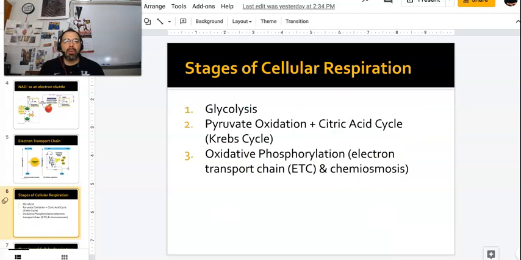So our 3 stages of cell respiration: we've got glycolysis, which literally means sweet splitting, pyruvate oxidation, and the citric acid cycle, which is your Krebs cycle. Hopefully you remember oxidation: lose electrons, oxidize. So pyruvate is oxidized. And then we have oxidative phosphorylation, which uses the electron transport chain in that process of chemiosmosis. It's an oxidative process that's going to create ATP by adding a phosphate.